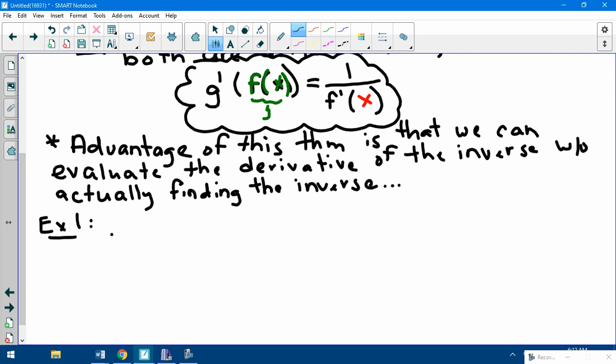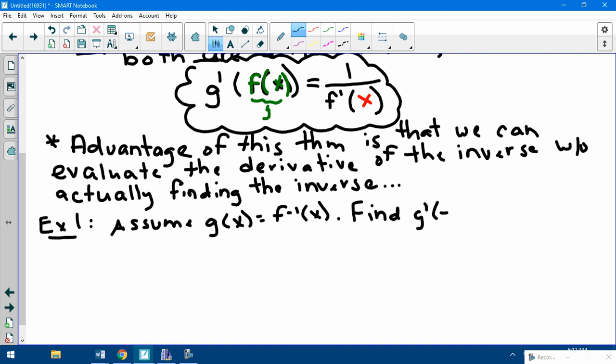Okay, assume g of x is equal to f inverse of x. Find g prime of negative 1 if f of x equals 2x plus 3. Okay, that's what the question would look like. So let's say you didn't know this formula at all. No idea. So if I want to find g prime of negative 1 and I know g is f inverse, if you didn't know anything about what I just talked about, how would you maybe start that?